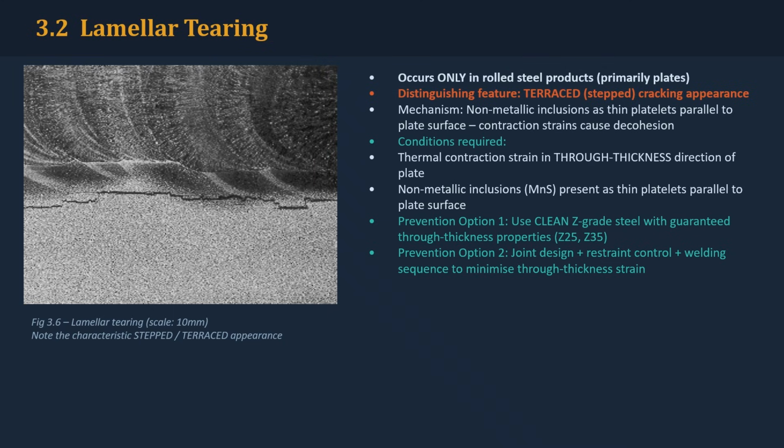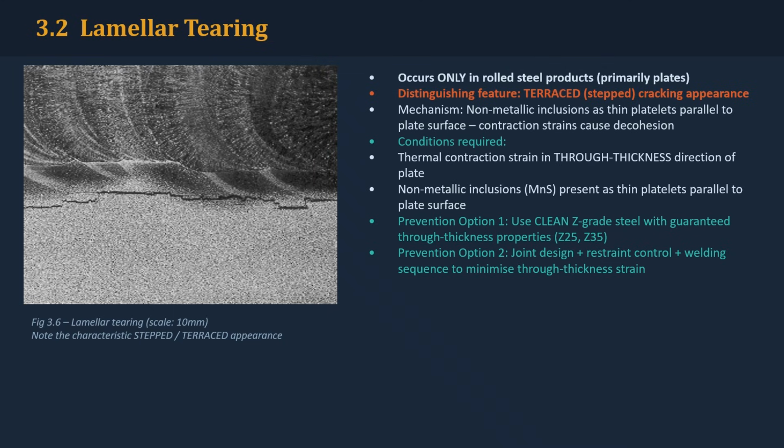If the material does not have sufficient through-thickness ductility, decohesion can occur along the inclusion interfaces. Ductile shear regions then connect the separated areas, producing the characteristic staircase-like crack. This is why lamellar tearing is particularly associated with highly restrained T-joints and fillet-welded configurations. There are two major prevention strategies presented here. The first is the use of suitable Z-grade steel, where through-thickness properties are specified. The second is joint and welding sequence control to reduce through-thickness strain.